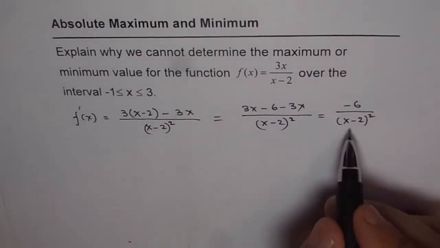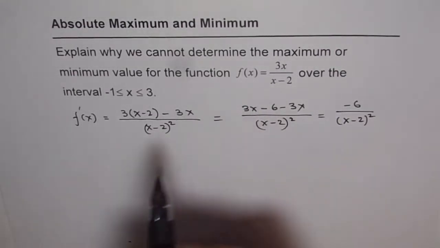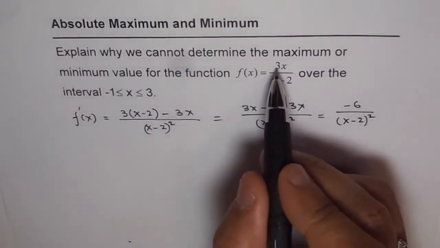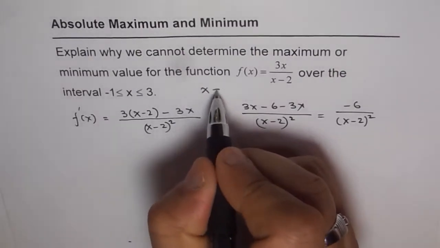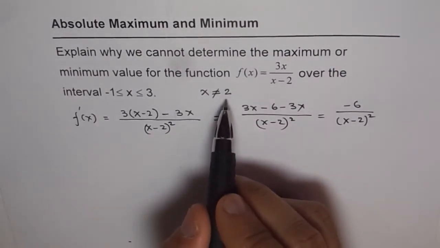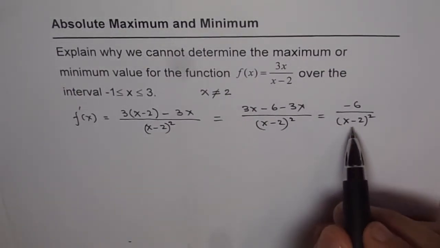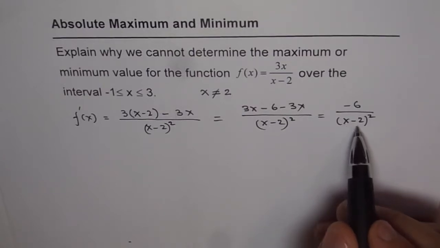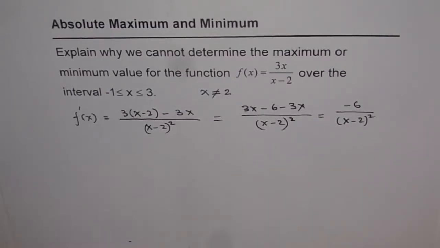Now remember that the denominator is restricted in the function itself. What we have here is f of x equals 3x over x minus 2. That means that x is not equal to 2. So 2 is not in the domain of our function, right? So f dash x could have been undefined at x equals 2. Since 2 is not in the domain, we cannot consider this point at all. So we don't really have any critical number here in the given domain.